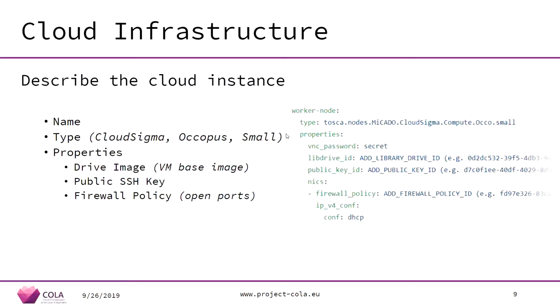Then we also describe the cloud instance. In this case, we're describing a Cloud Sigma cloud instance, which is a cloud infrastructure much like AWS. It has information about the drive image that it should be using. That's the machine image that the virtual machine will be created from, and that can be whatever you specify. A public SSH key, so Mikado can connect to it. And then additional firewall policies that you need for security. So this is the virtual machine that the application containers will be running on.